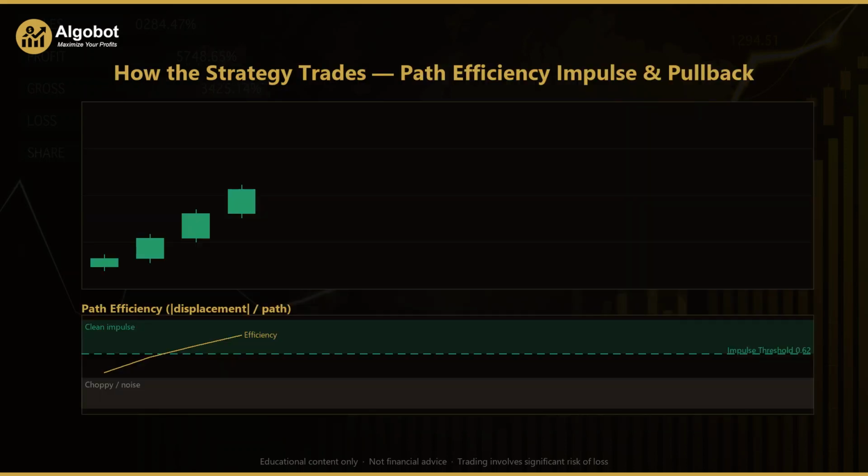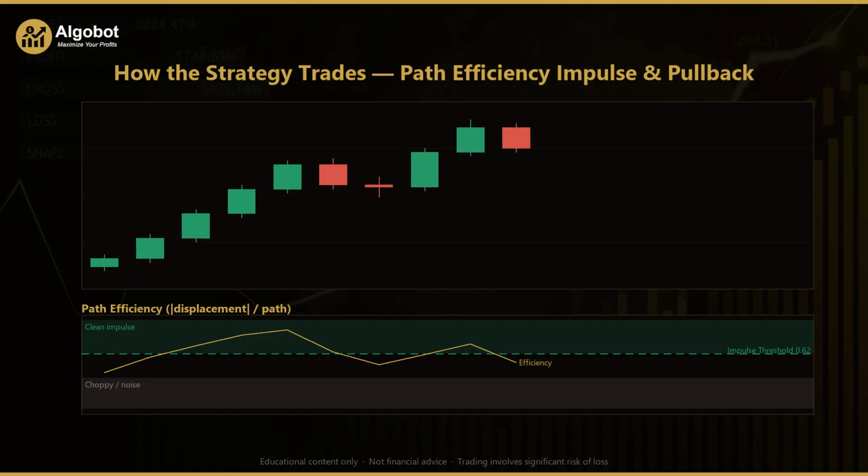Let's bring it together on a chart. The panel beneath the candles is our path efficiency gauge, and the dashed green line is the impulse threshold at 0.62. Watch the first move. Price pushes higher across several bars in a clean, stair-stepping thrust, and the efficiency reading climbs well above the threshold into the green impulse zone. That's the strategy detecting a bullish impulse and recording its range.